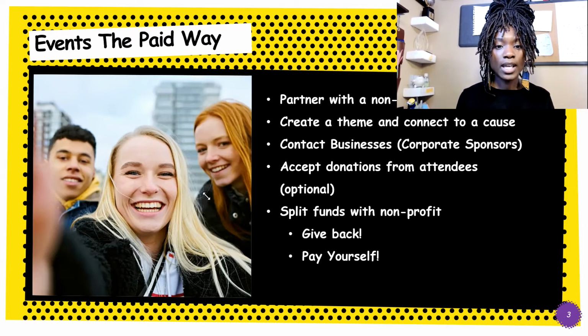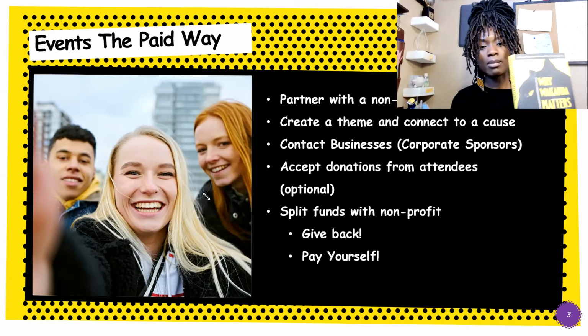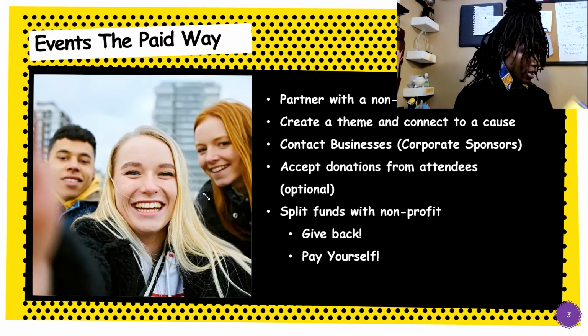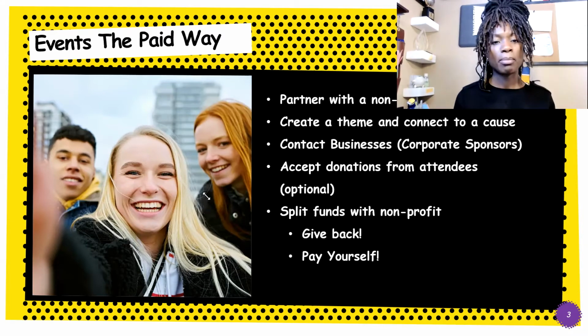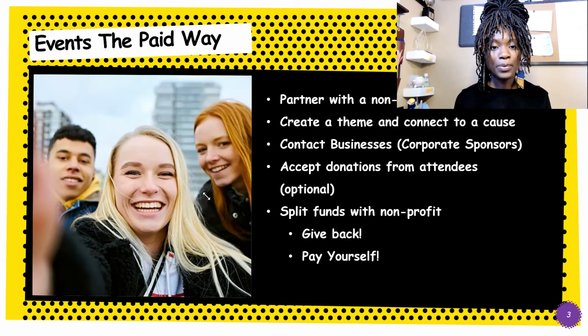So the next step is, once you get that settled, to create a theme for your event and connect it to a cause. So for example, I did a book signing event for my book. I have it here, my book, Why Wakanda Matters. Okay, this book is about what the movie Black Panther can teach us about mental health in the Black community. And so the book signing event that I did was about mental health in the Black community post-pandemic. So that was the theme of my event, and I connected it to a cause.